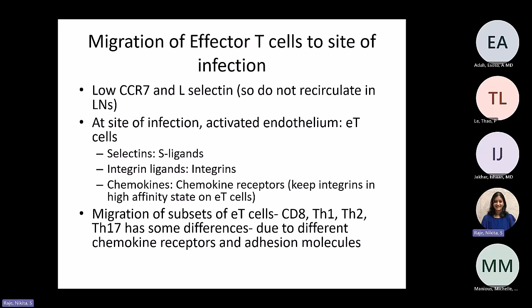So now the expression of CCR7 and L-selectin goes down, and so they can move along the circulation and they can start expressing more selectins and integrins and chemokine receptors that take them to the periphery and to the peripheral tissue that needs them.